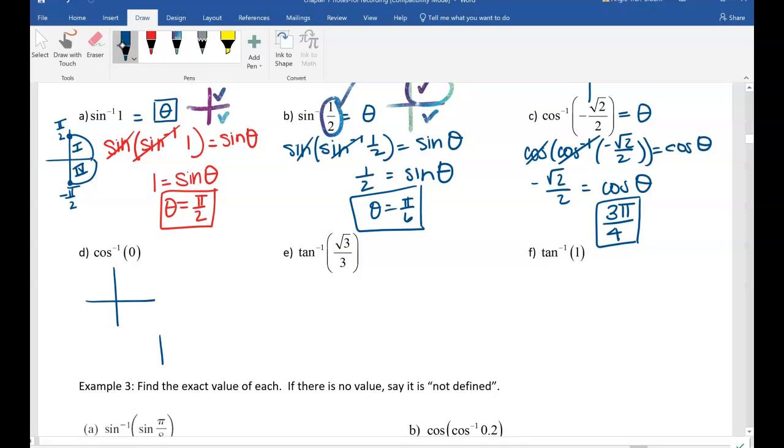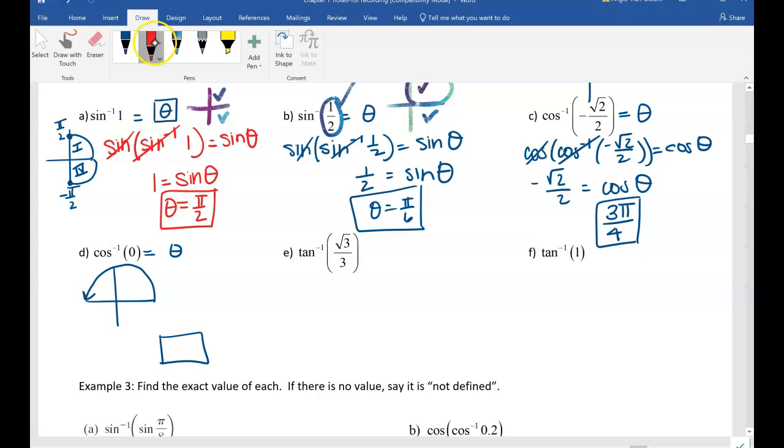Okay. And if you don't, let's think about it. Cosine inverse again, restricted to quads 1 and 2. So now we're going to say, okay, well, cosine of what angle, in between 0 and pi, is going to give me 0? Well, cosine of 0 radians, that's 1. Cosine of pi radians, that's going to be negative 1. So my final answer is just going to be pi over 2. And how do we know that?